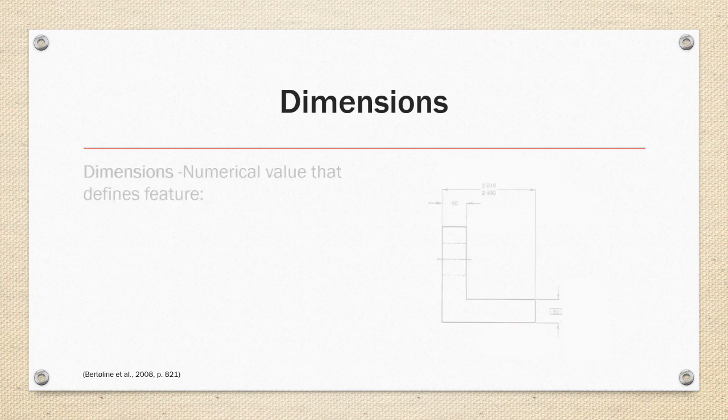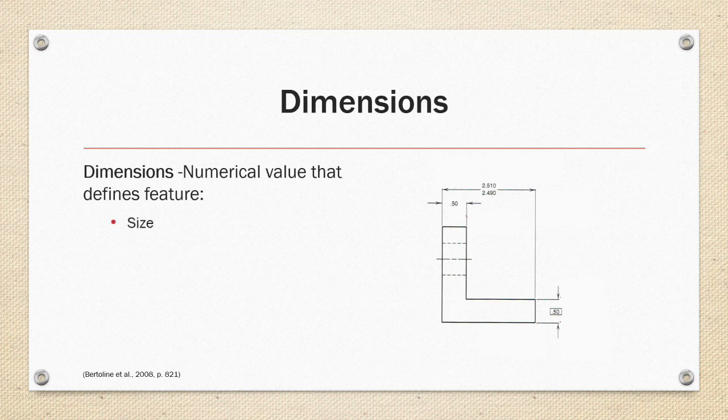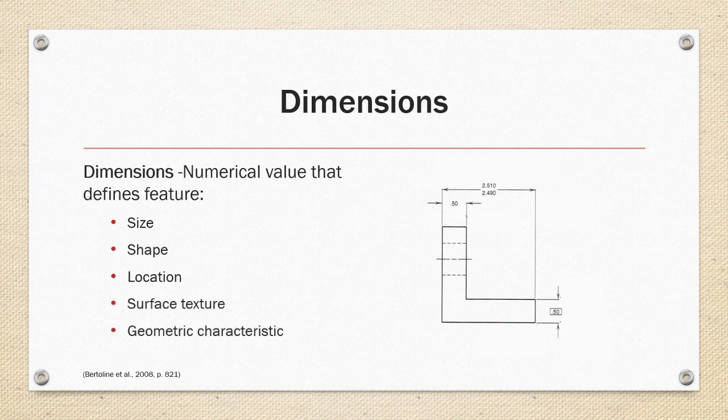Dimensions. What are dimensions? A dimension is a numerical value that defines a feature: size, shape, location, surface texture, geometric characteristic. Balloon number 1 is highlighted. Balloon number 1 is the most basic form of dimension, defining a feature width of 1/2 inch or 0.5, or in machinist vernacular, 500 thousandths.